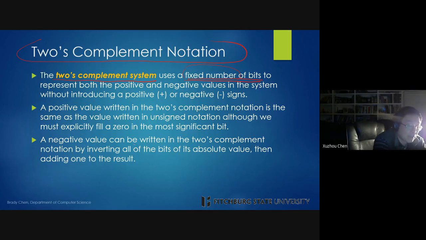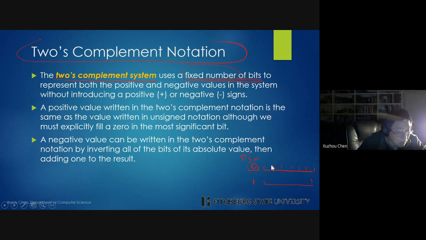Because remember, if you don't use two's complement, then for every binary number we have to introduce an additional bit for the sign. For example, I can use 0 to represent plus, and 1 to represent a minus. Then you can use a binary representation. But in the two's complement system, we don't have to do this.